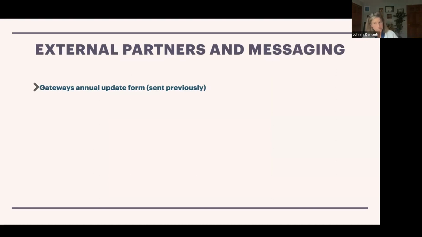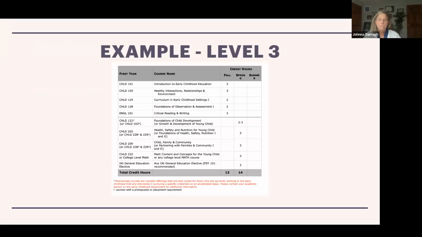So, external partners and messaging: the Gateway's annual update form, which has been sent previously, and I can attach again when I send out a follow-up from our discussion today. I'll also mention that there was a request to send examples of exactly what our syllabi look like when we have a parent class and two child classes off of it, as some of our classes have. So I'll send an example of that as well.